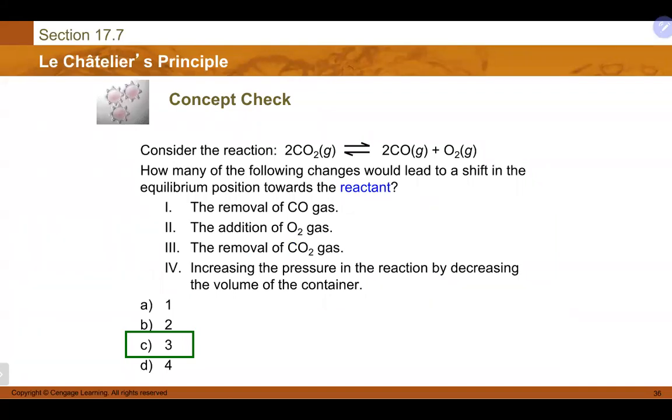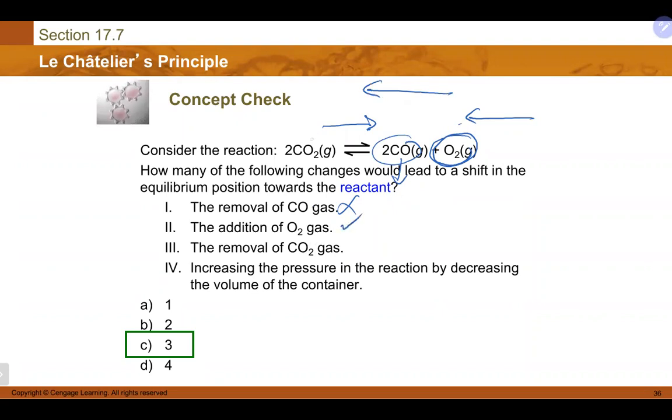Since we have the answers, we'll just walk through each of these and see how we get the 3. In this case, we're looking for how many of these changes would cause us to go to the reactant side. So we basically want to see which ones will cause a shift to the left. If I removed CO, CO is over here. If I remove CO, it would actually shift to the right, which would not do what we need. If I add O2, O2 is a product, which means that we have more products. That would allow the reverse reaction to occur. So that would do it.